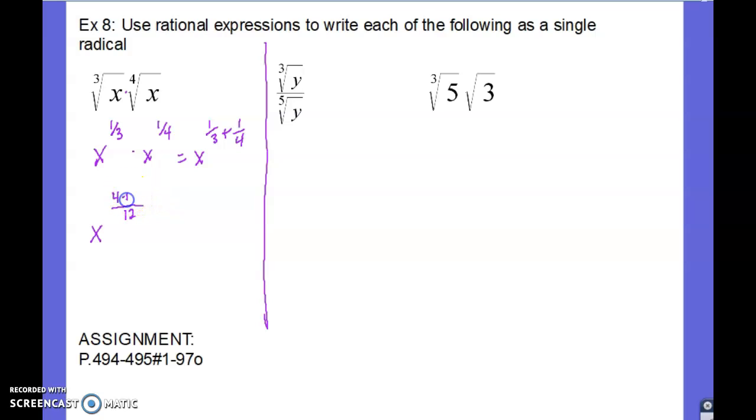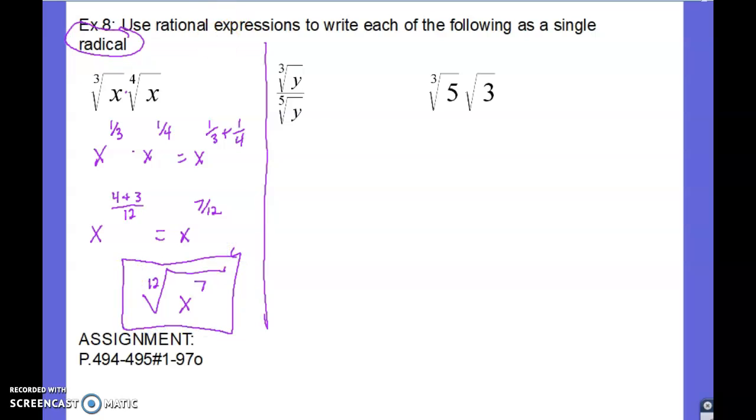So 1/4 is equal to 3/12. And now I can add my numerators. The denominator stays the same. That would be x to the 7/12. But then there's one more step they want you to do, and that is rewrite it as a single radical. This is the same thing as the 12th root of x to the 7th.